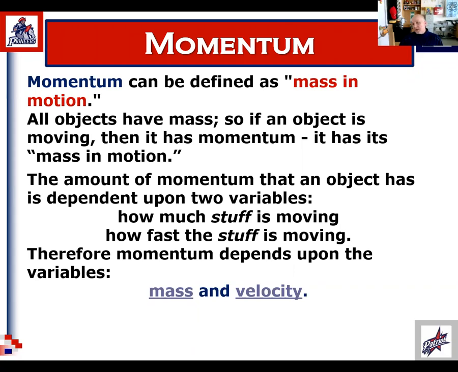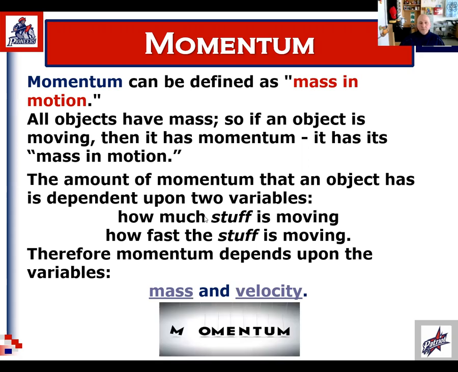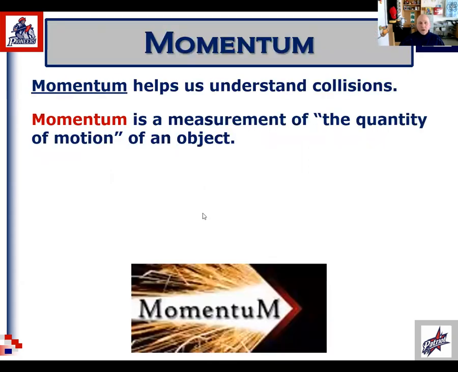In the momentum unit, the difference is we're looking at not the acceleration, but the mass and how fast it's moving, its velocity. It helps us understand collisions, which I've talked a lot about with the egg lab and car crashes and things like that.